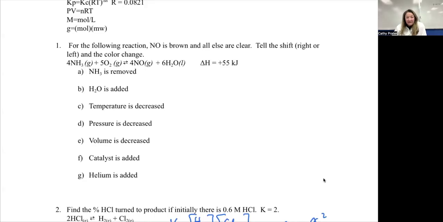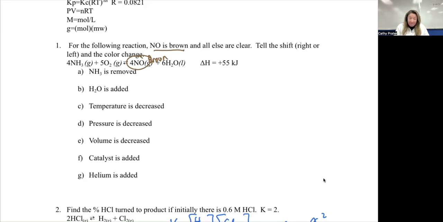Number one is a Le Chatelier's question. For A, so when we're trying to do colors, the trick I think is to first decide which way the reaction shifts, left or right, and then match it up with the color. Anything that shifts to the right is going to be brown, and we're going to see a brown color change as more NO is formed because we're told NO is brown. Anything that shifts to the left is going to be clear.